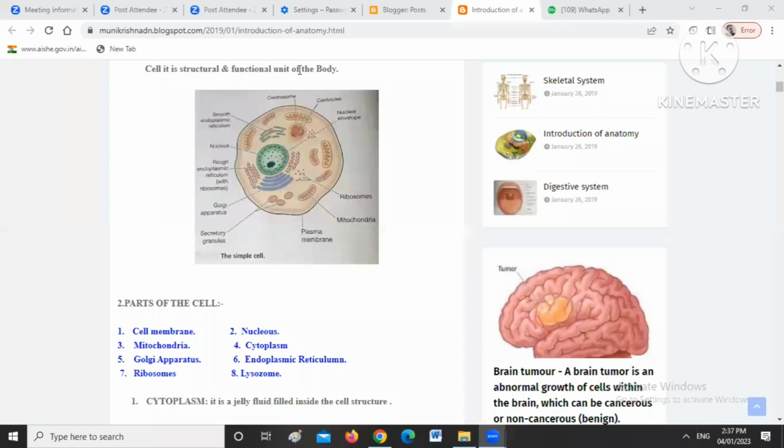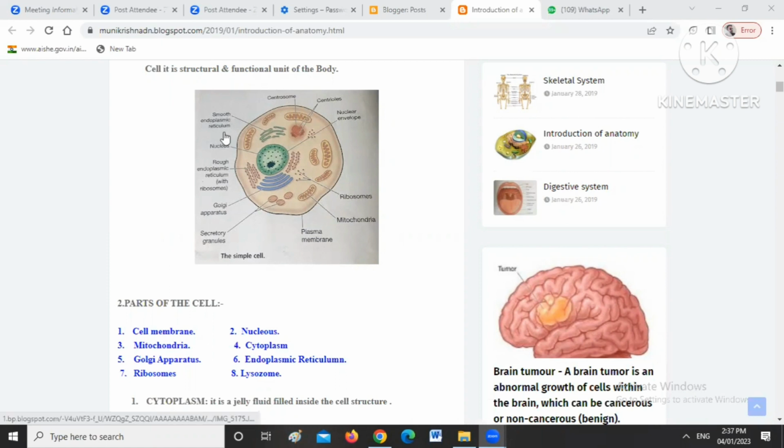So now we are going to see about the parts of the cell. The parts of the cell are divided into cell membrane, nucleus, mitochondria, cytoplasm, Golgi apparatus, endoplasmic reticulum, ribosomes, lysosomes. These are the major parts of the cell. The contents are present in the cell.